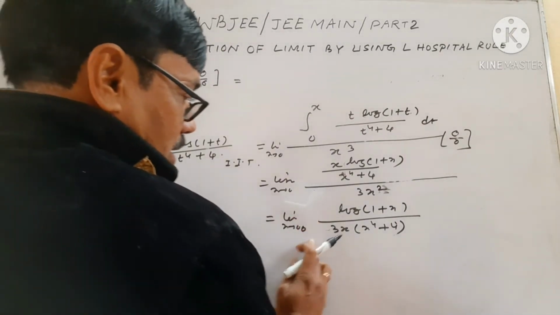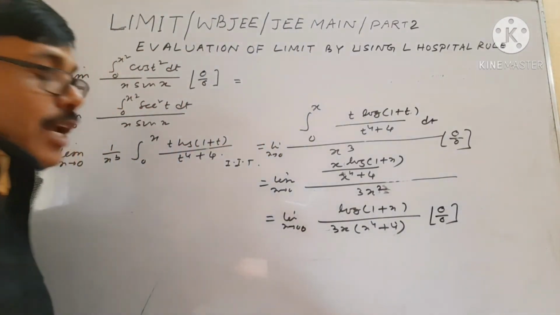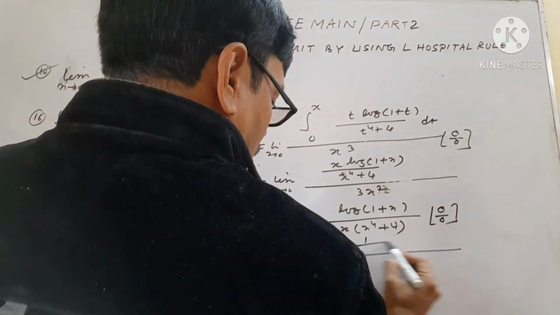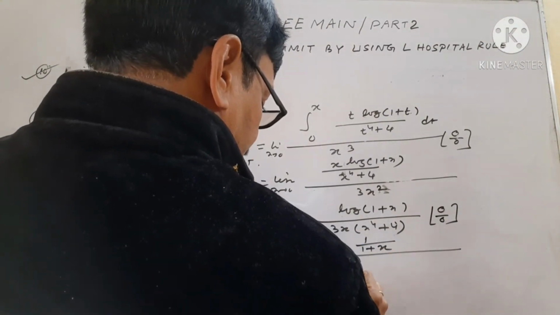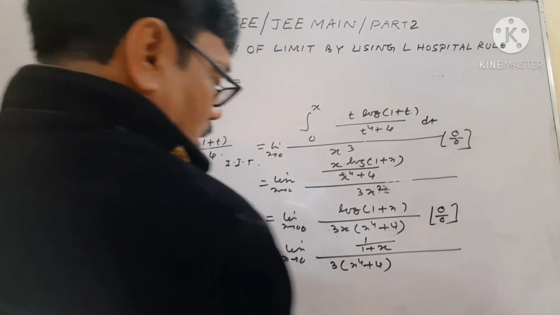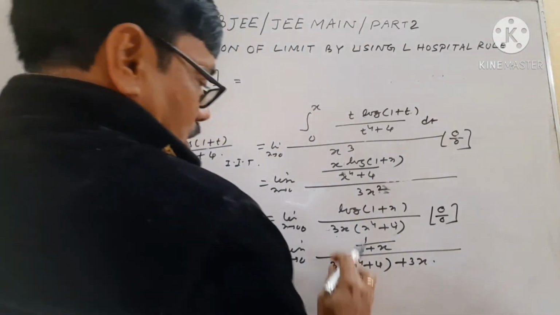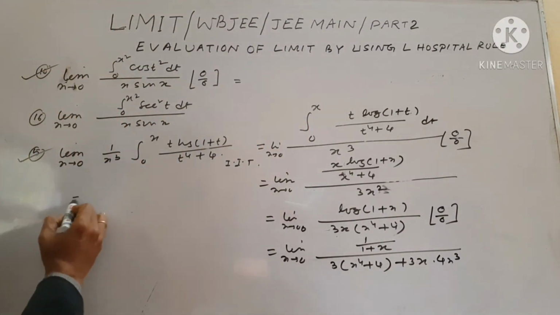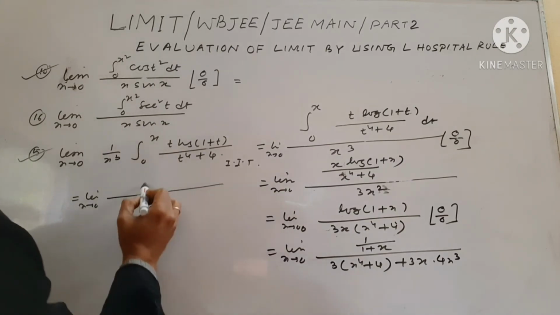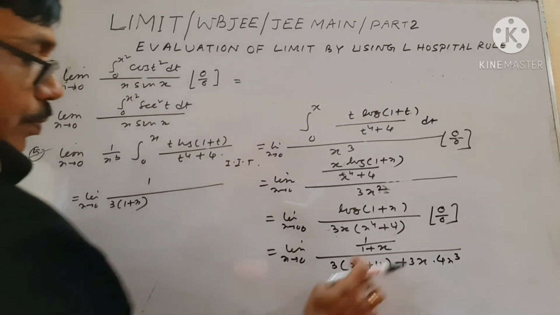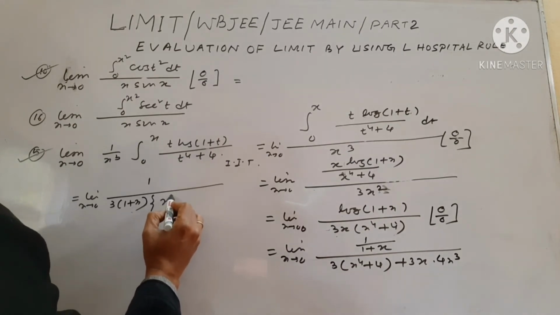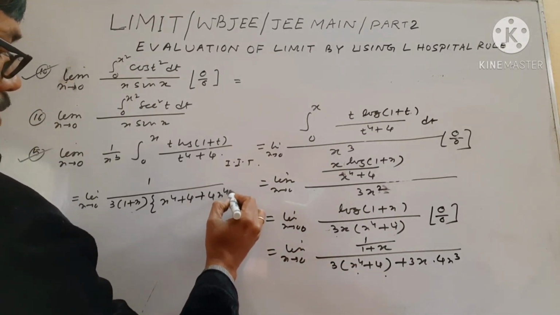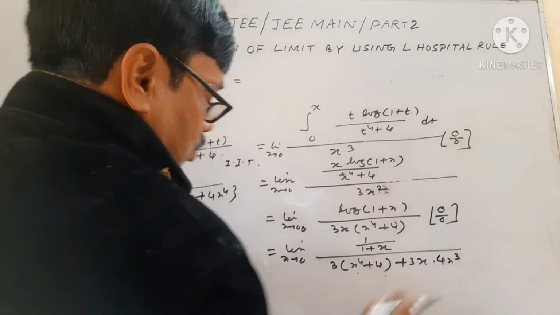Now listen again. If you put x equals 0, this is again 0 by 0 form. So differentiate it again with respect to x. We get 1 by 1 plus x. So by product rule, 3 into x to the power 4 plus 4, then 3x unchanged, times 4x cubed. So finally, limit x tends to 0 of 1 by 3 into 1 plus x, x to the power 4 plus 4, plus 4x to the power 4.